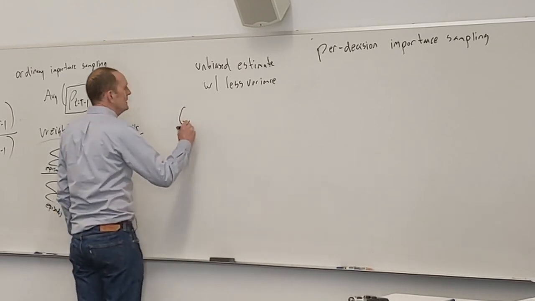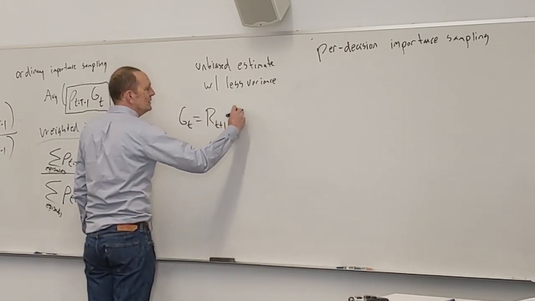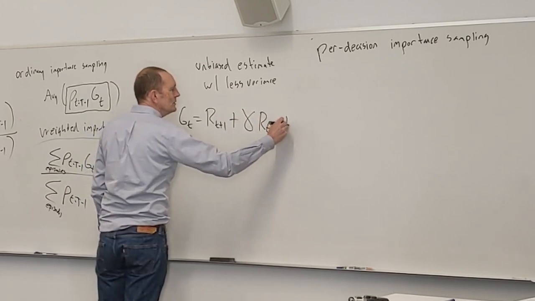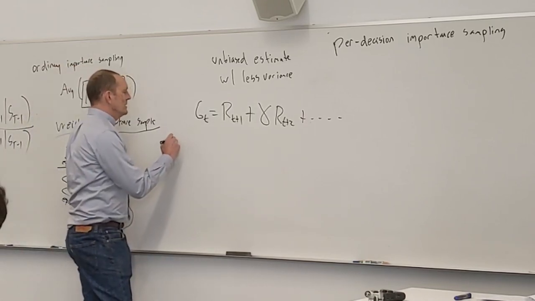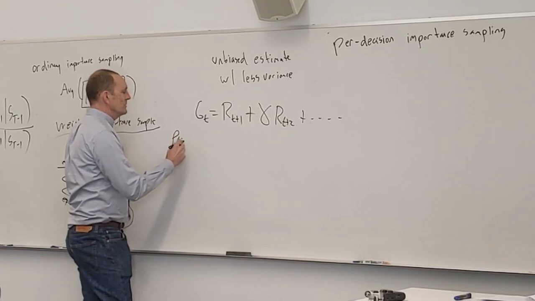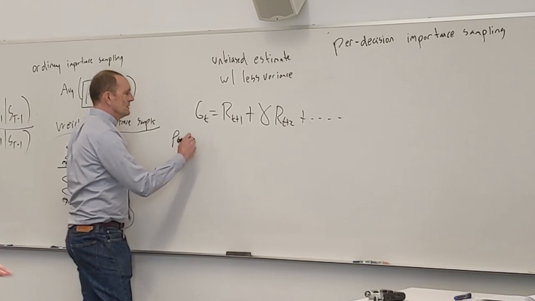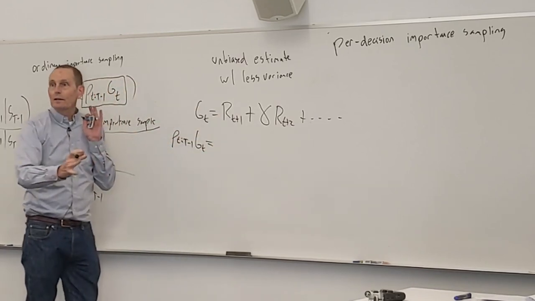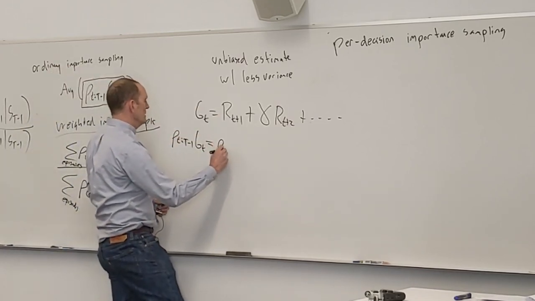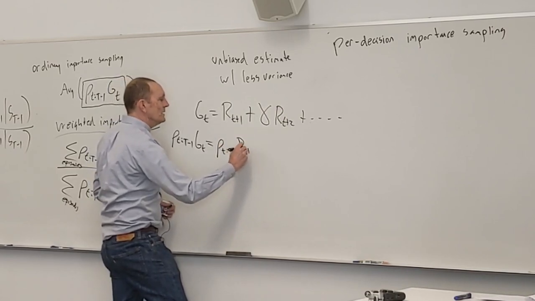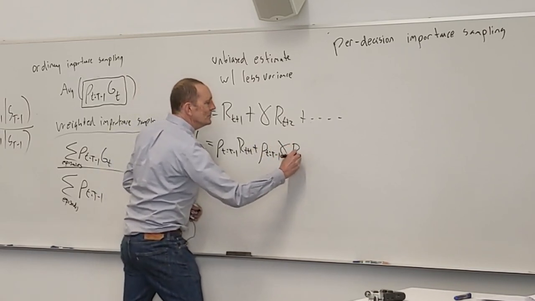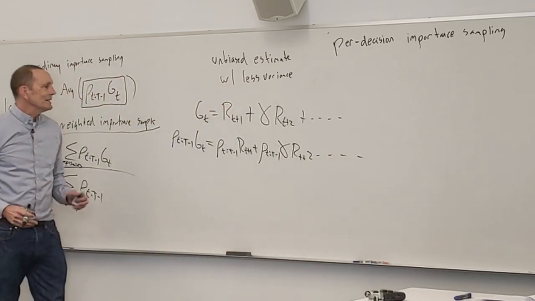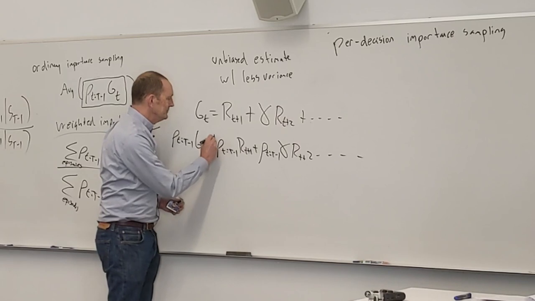If we look at G of T, it equals R of T plus 1, plus gamma R of T plus 2, plus so on. When we put in an importance ratio, we just multiply this entire thing by our ratio. So rho T to T minus 1 times R T plus 1, plus rho T to T minus 1 times gamma R T plus 2, plus so on. Now let's just look at an individual term in here, like this term.